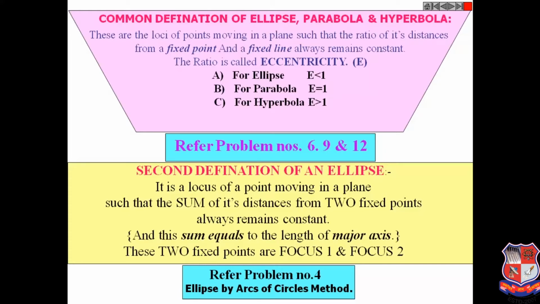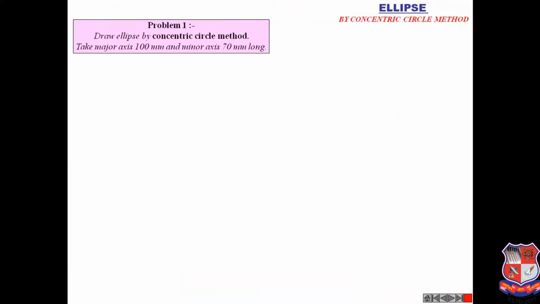The value of eccentricity for the ellipse is less than 1. For the parabola, the value of eccentricity is equal to 1. And for the hyperbola, the value of eccentricity is greater than 1. Now we have to draw the ellipse, parabola, and hyperbola by different methods.